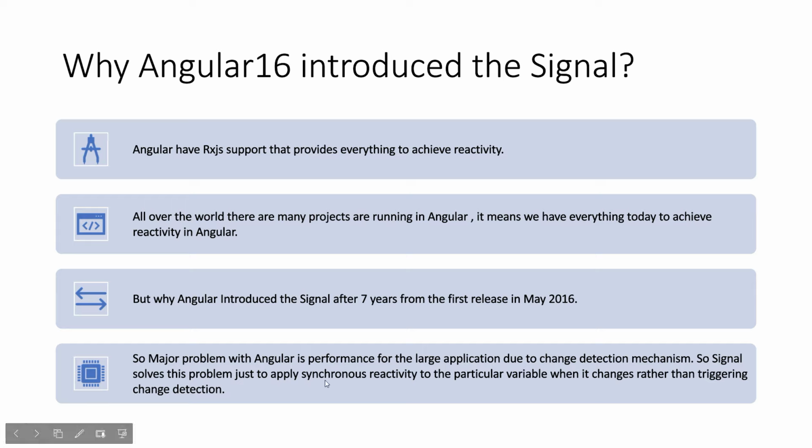The major problem with Angular is performance for large applications due to the change detection mechanism. So Signal solves this problem by applying synchronous reactivity to the particular variable when it changes, rather than triggering the change detection mechanism.